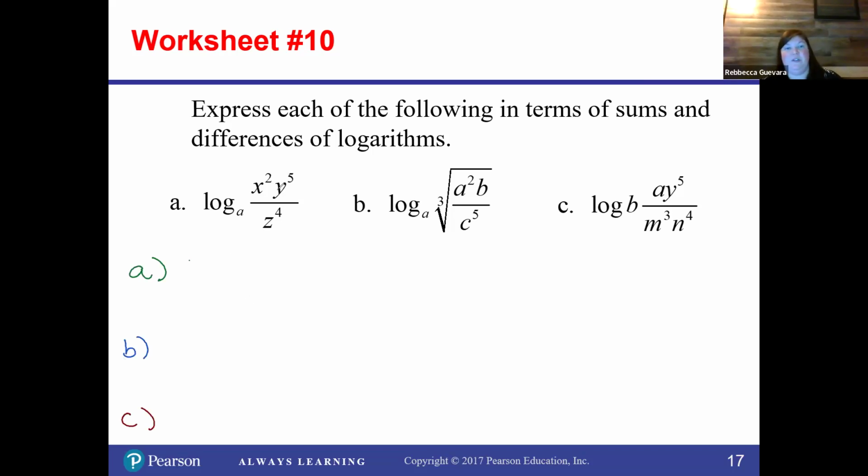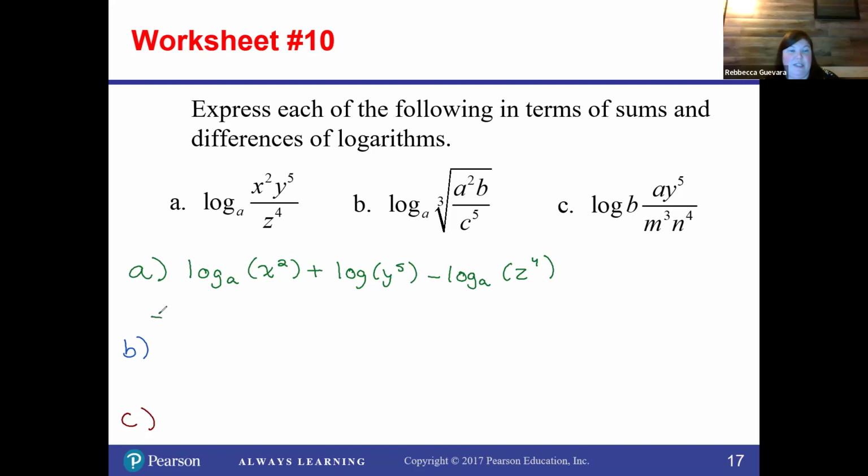Okay, so based on what we saw earlier, if it's multiplied, then we just add. So log base a of x squared times y to the 5th is just going to be log a of x squared plus log a of y to the 5th. And then we were dividing inside of here by z to the 4th. So then we go minus log base a of z to the 4th.